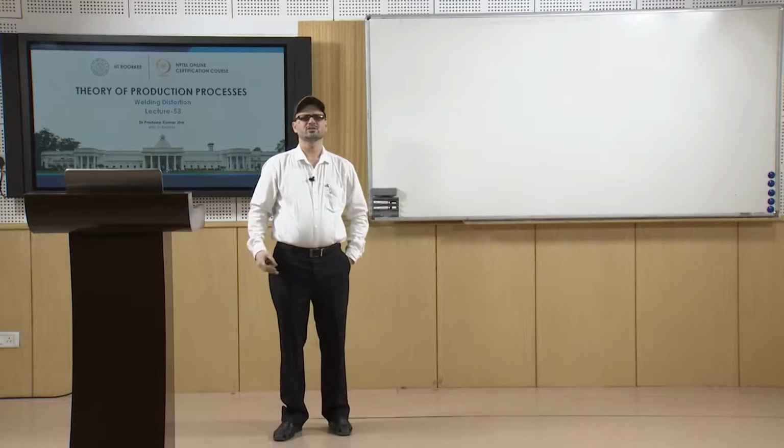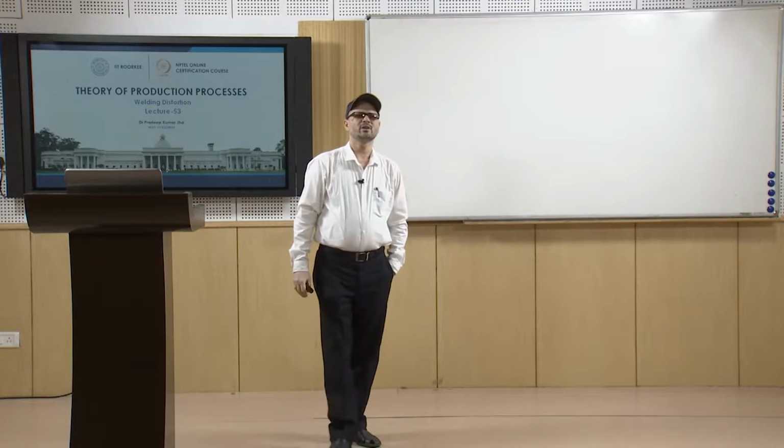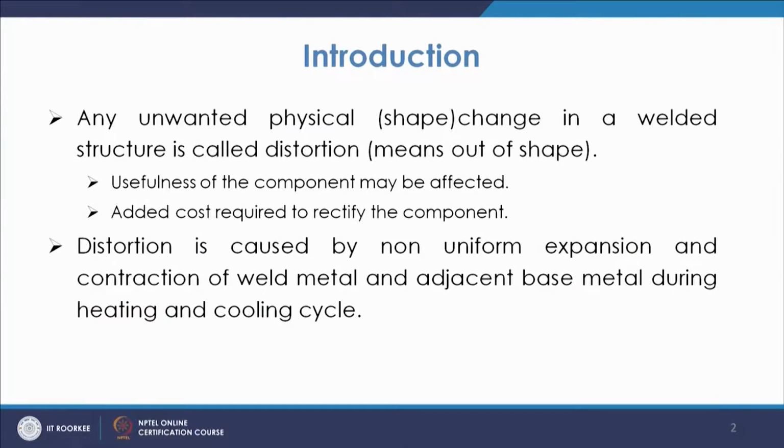So, what is distortion basically? Any unwanted physical change in a welded structure is called distortion. Anything which is going out of shape, which is not in the shape for which it is meant to be, is said to be distorted.